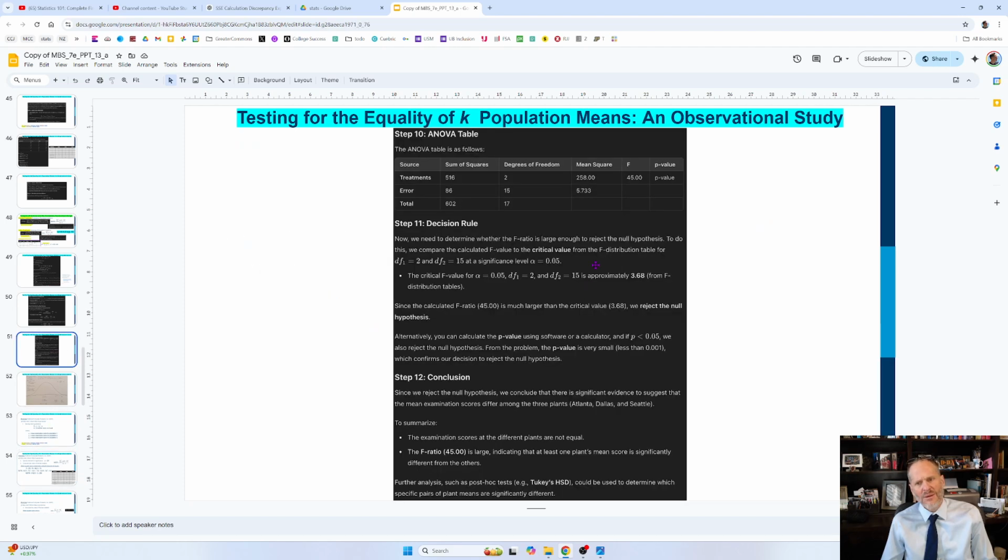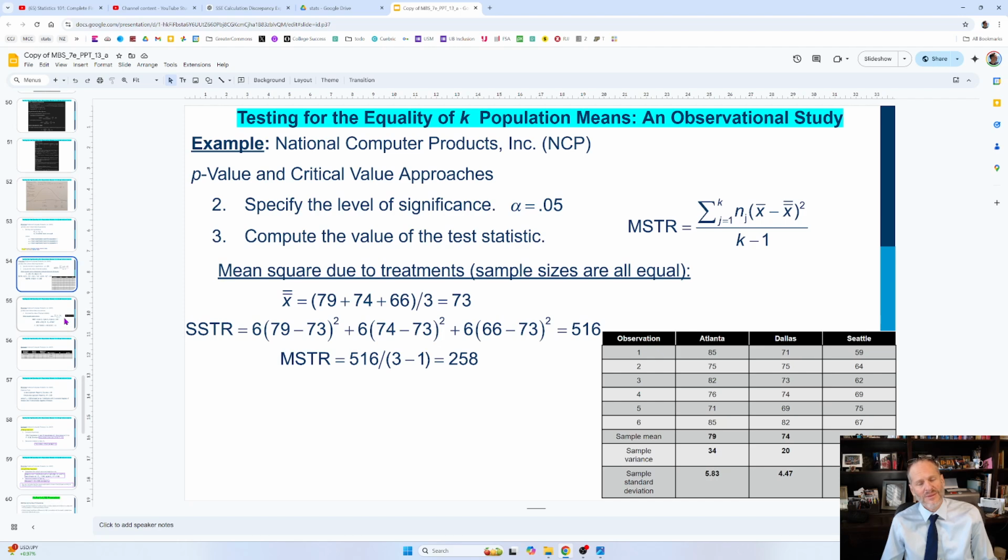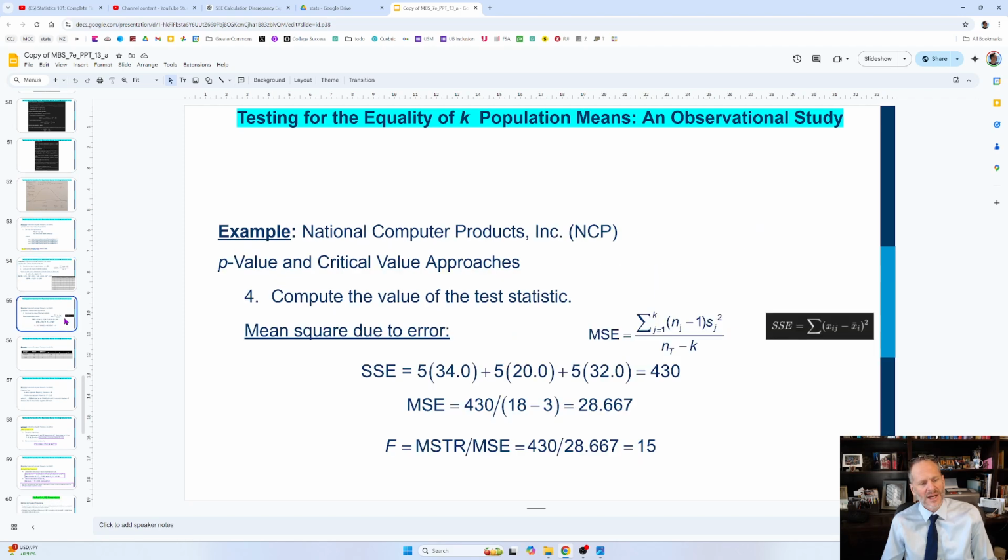If we compare that with what ChatGPT came up with, they got 258 too. I like it when things reconcile and it all checks and balances.